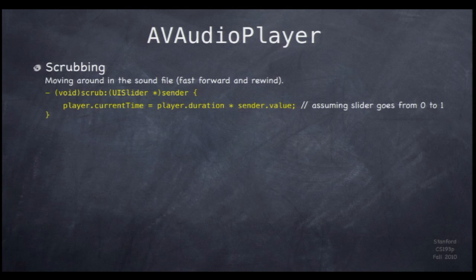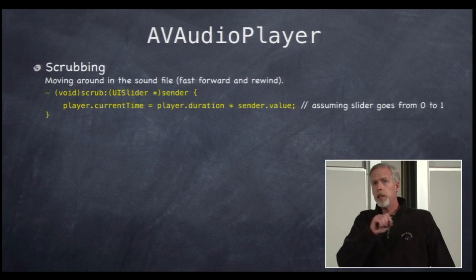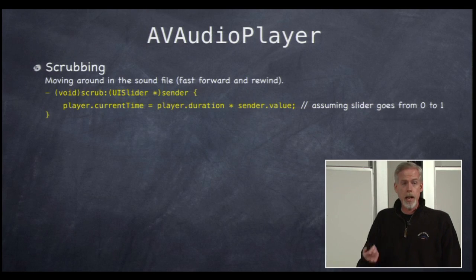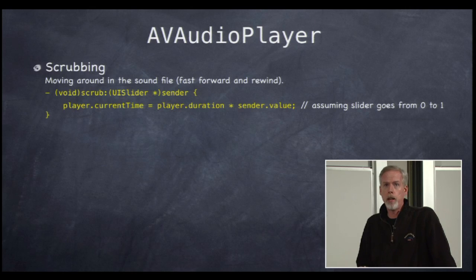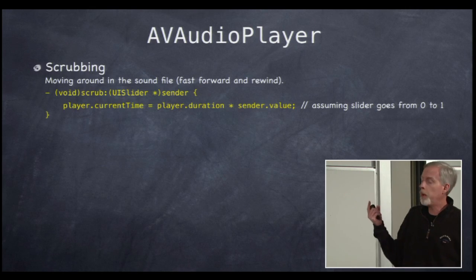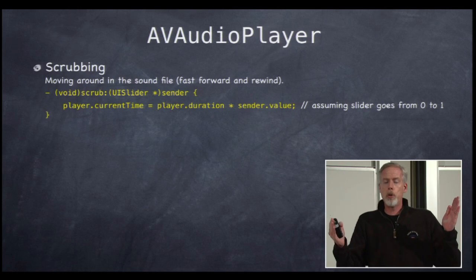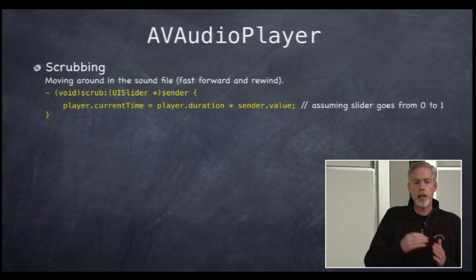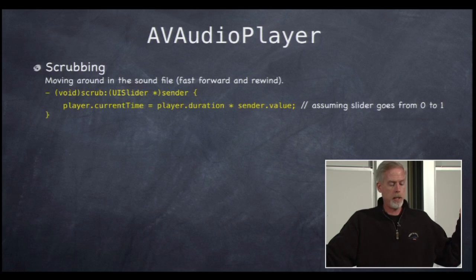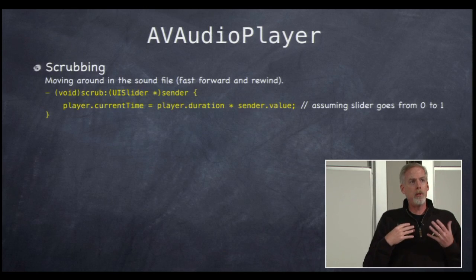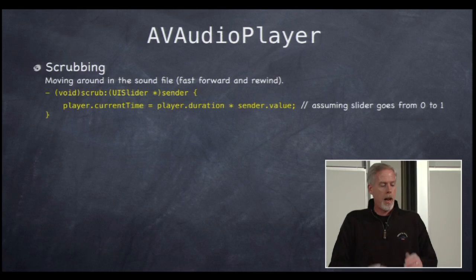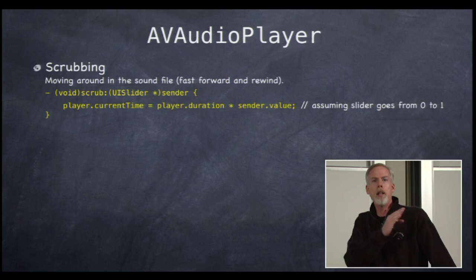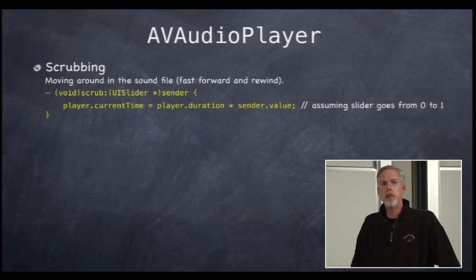You can scrub. Everyone know what scrubbing is? Scrubbing is moving around in this file. So you fast forward and rewind, basically. And you do that simply by setting the currentTime property of the player. Right? So here what I'm doing is I'm assuming I have a slider that has a value that goes from 0 to 1. And so I'm just setting the current time in the player to be the duration of this player, so that's the duration of my sound, how many seconds or minutes long it is, times the sender's value, some number between 0 and 1, right? So I'm scrubbing. And you can literally have this slider on the screen and be moving it back and forth, and it'll be rewinding and playing that sound in real time as you do it. It's really pretty awesome.